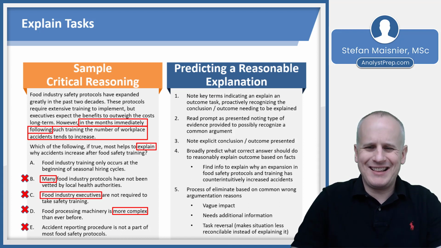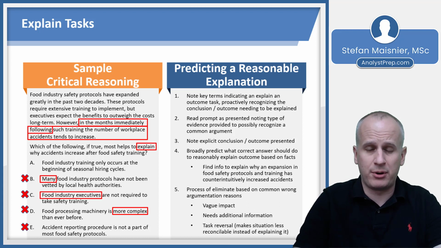And we want to eliminate anything that makes the situation less reconcilable, such as choice E, which says that accident reporting procedure is not a part of most food safety protocols. So that says that we're not just getting an increase in reportings because the reportings aren't part of the training and the protocols. So that actually eliminates a possible explanation, which is the opposite of what we're trying to do.